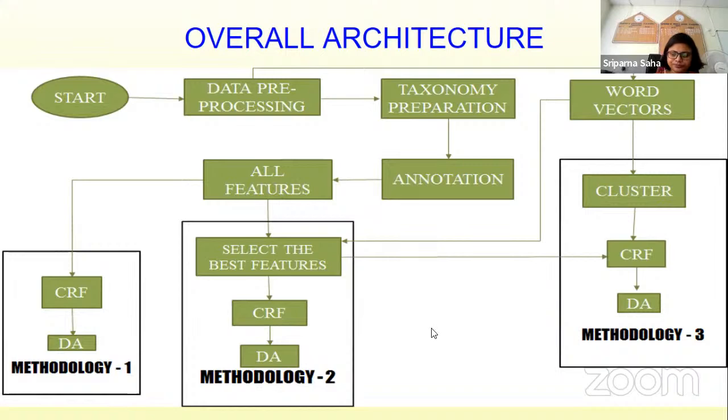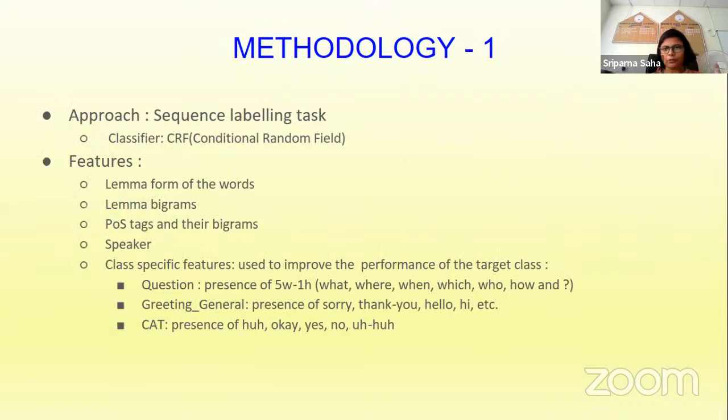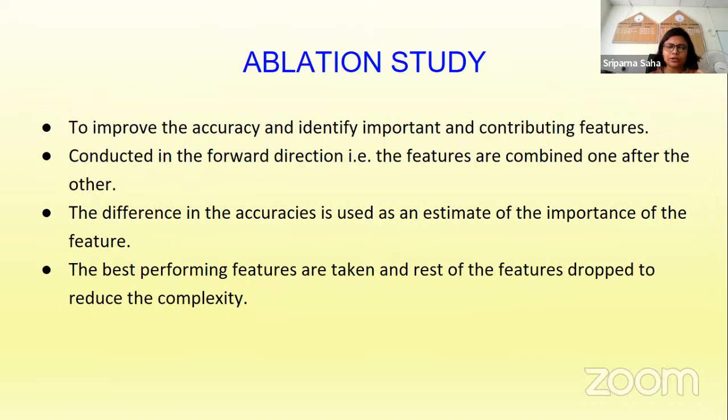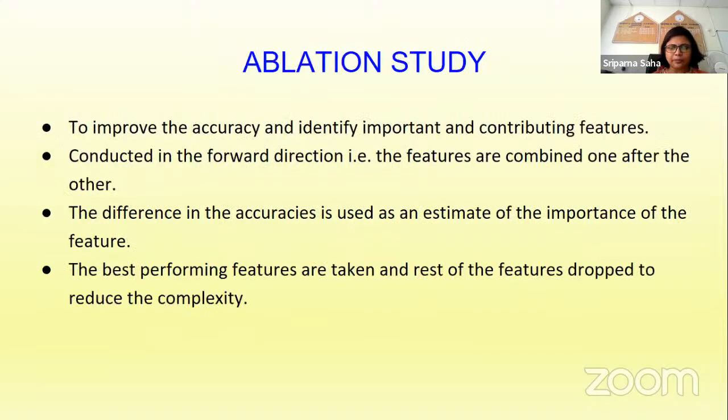Yes, so these are the things. As I mentioned, we did an ablation study because all the features are not important. Initially we start with a small set of features, and then we keep adding new features to the set and evaluating the classifier. The best performing features are taken and the rest are dropped to reduce the complexity. So this was approach 1.